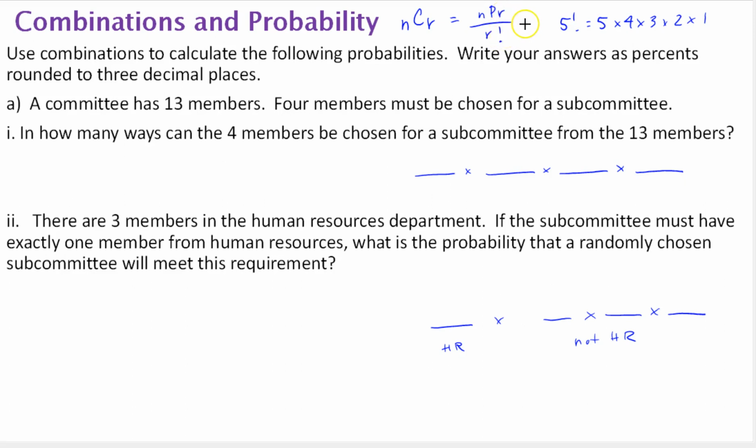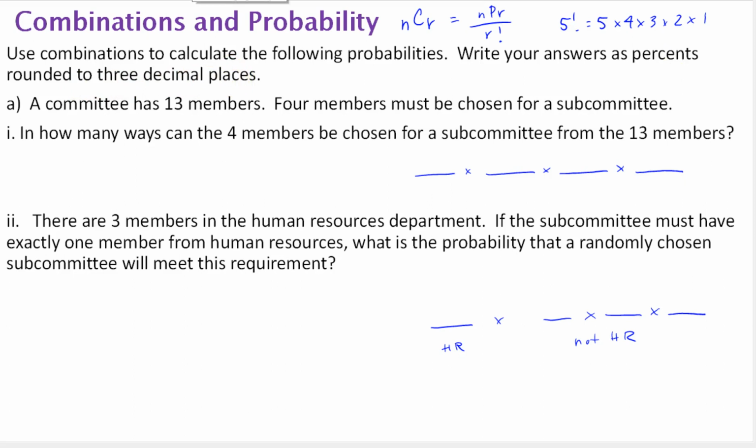So this factorial, here's an example. 5 factorial means multiply 5 times 4 times 3 times 2 times 1. For a longer description of how these are related, you could look at your media lesson packet. Here we're going to apply these ideas. So use combinations to calculate the following probabilities. Write your answers as percents rounded to 3 decimal places.